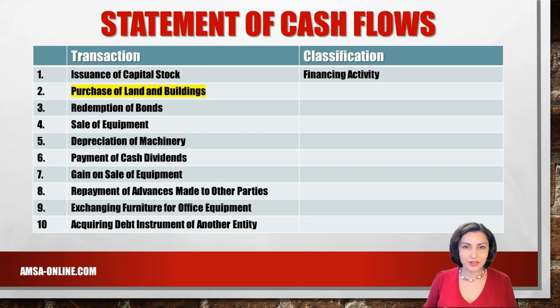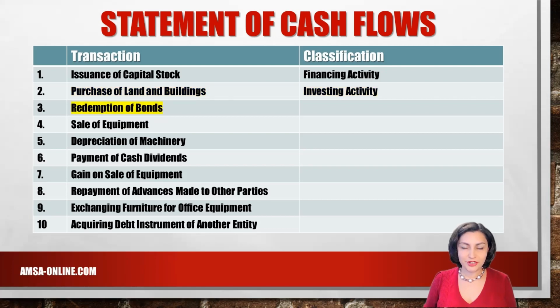The second transaction involves purchasing land and buildings for cash. We already know that investing activities generally involve long-term assets. The cash outflow from this transaction will be reported under the investing activities section because land and buildings are long-term assets. Therefore, this will be an investing activity.